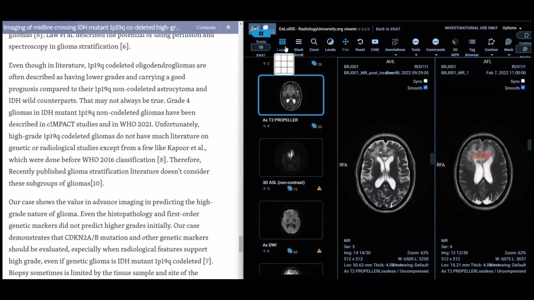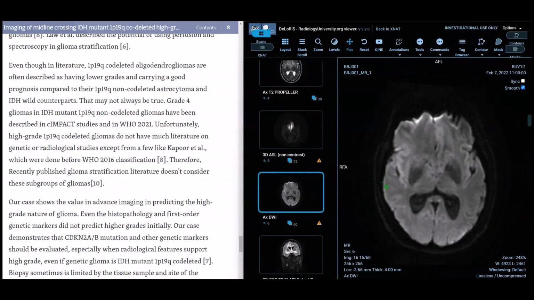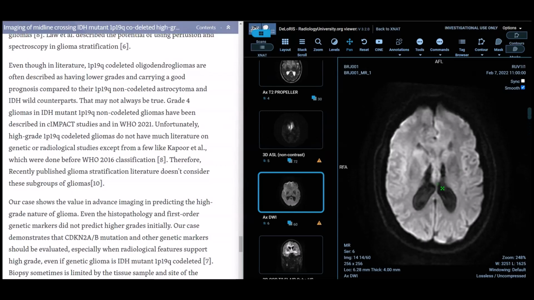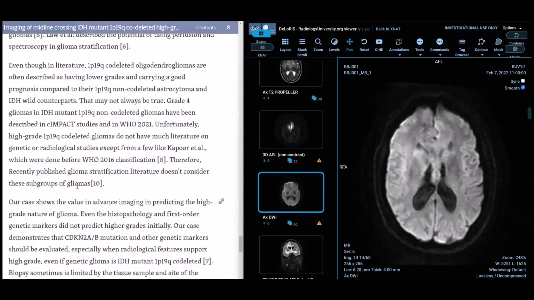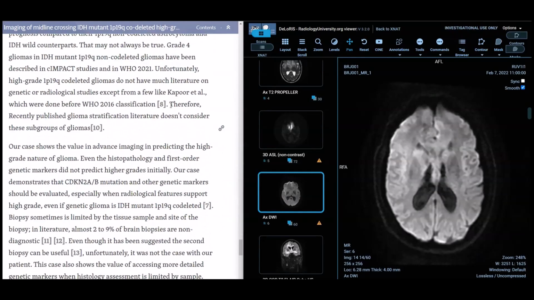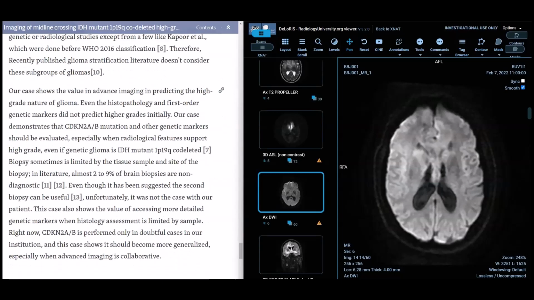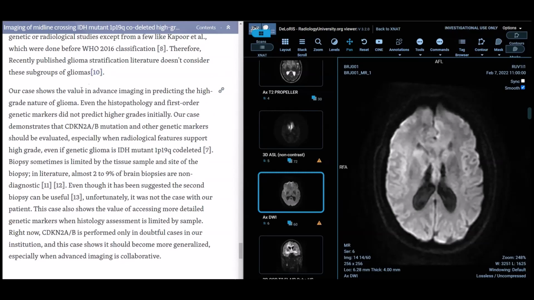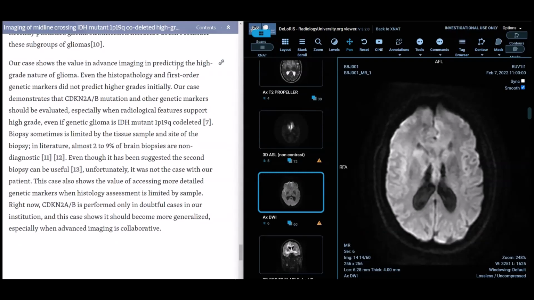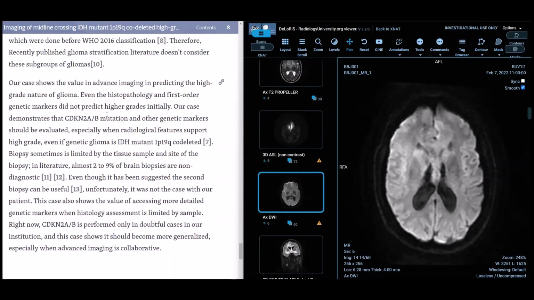Unfortunately, high-grade 1p19q co-deleted gliomas do not have much literature on genetic or radiological studies, except from a few like Kapoor et al., which were done before the WHO 2016 classification. Therefore, recently published glioma stratification literature doesn't consider these subgroups of gliomas. Our case shows the value of advanced imaging in predicting the high-grade nature of glioma. Even the histopathology and first-order genetic markers did not predict higher grades initially.